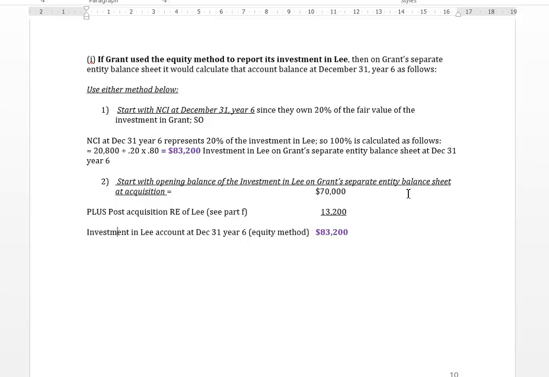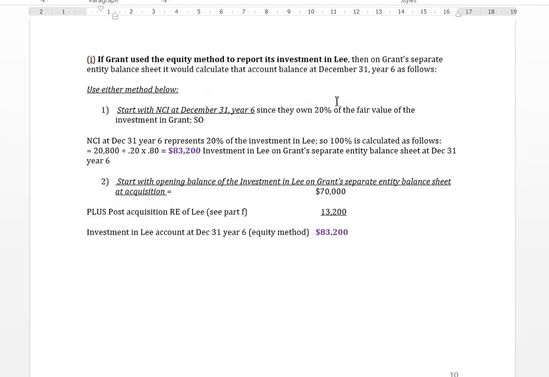It doesn't change. But under the equity method, as we have seen in previous chapters, the value of the investment account will be different. How much different? Well, in our course, we've shown you two ways that you can calculate the investment in that subsidiary company, in our case Lee, at this December 31st date. The first way you can do it, and to me it's the easiest way, but it has to make sense to you and you have to feel comfortable with it, is to start with your NCI value.